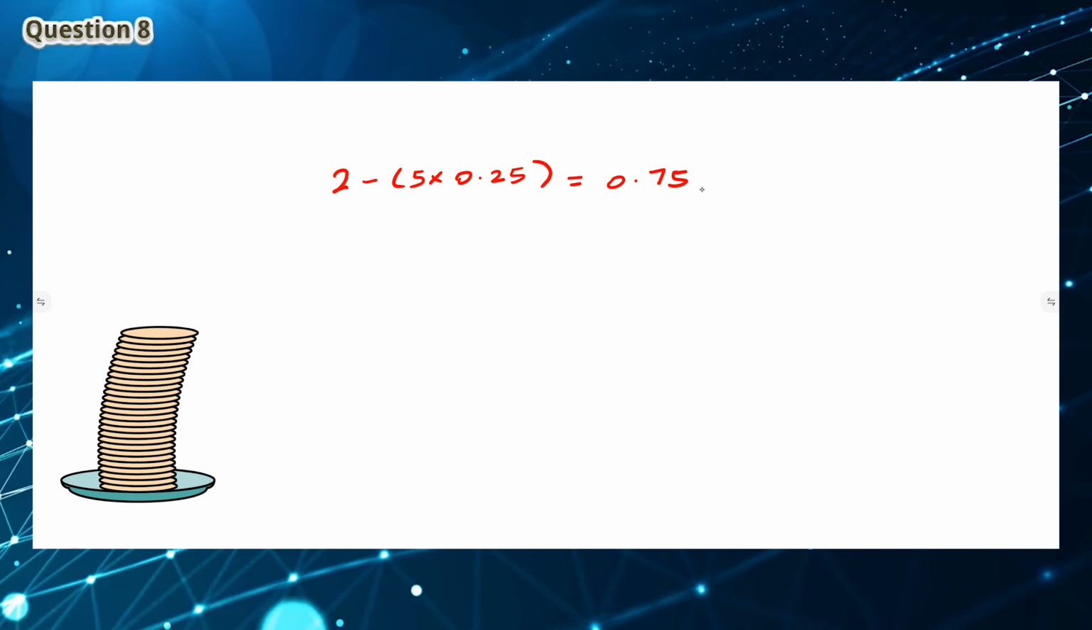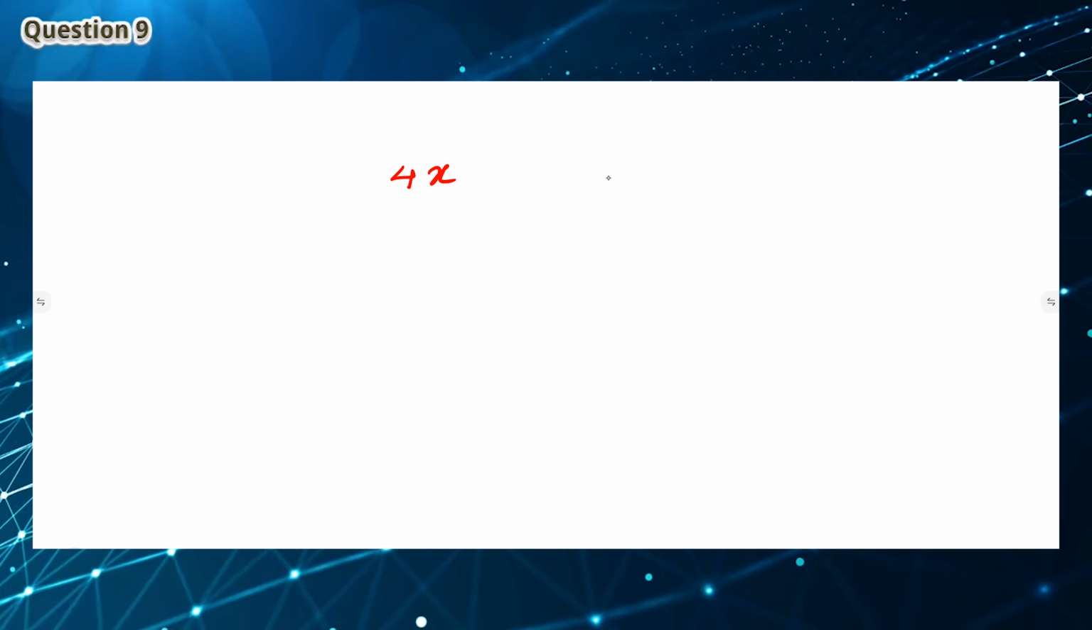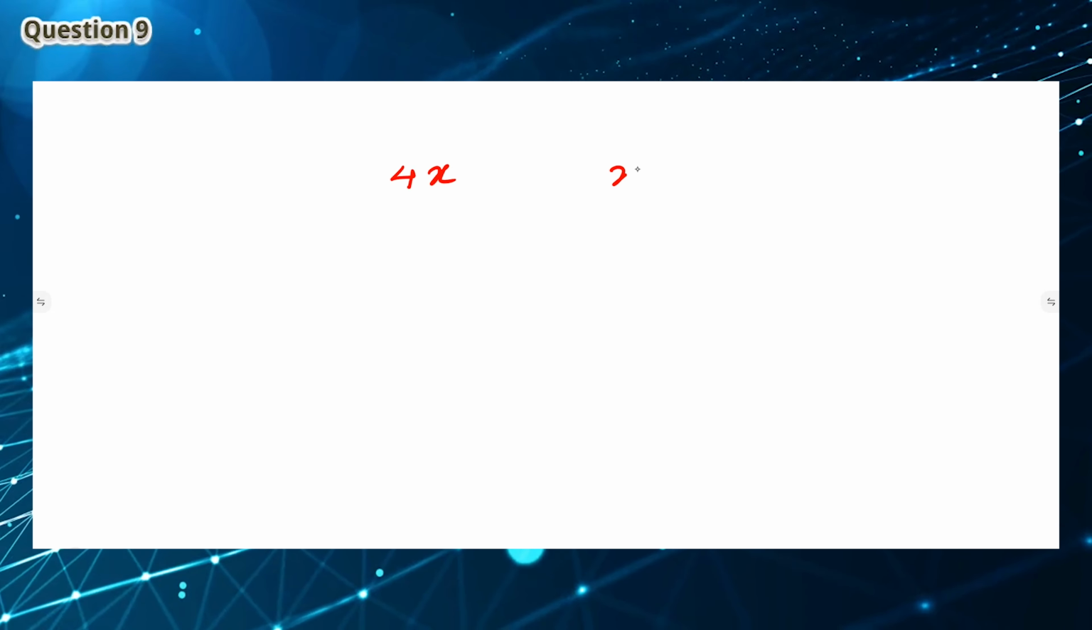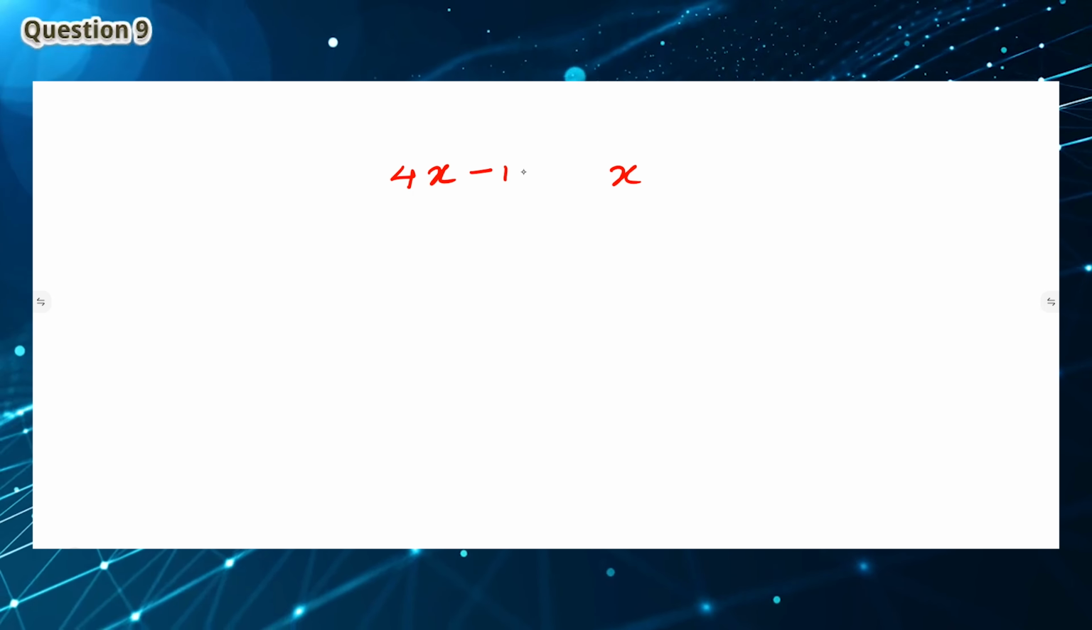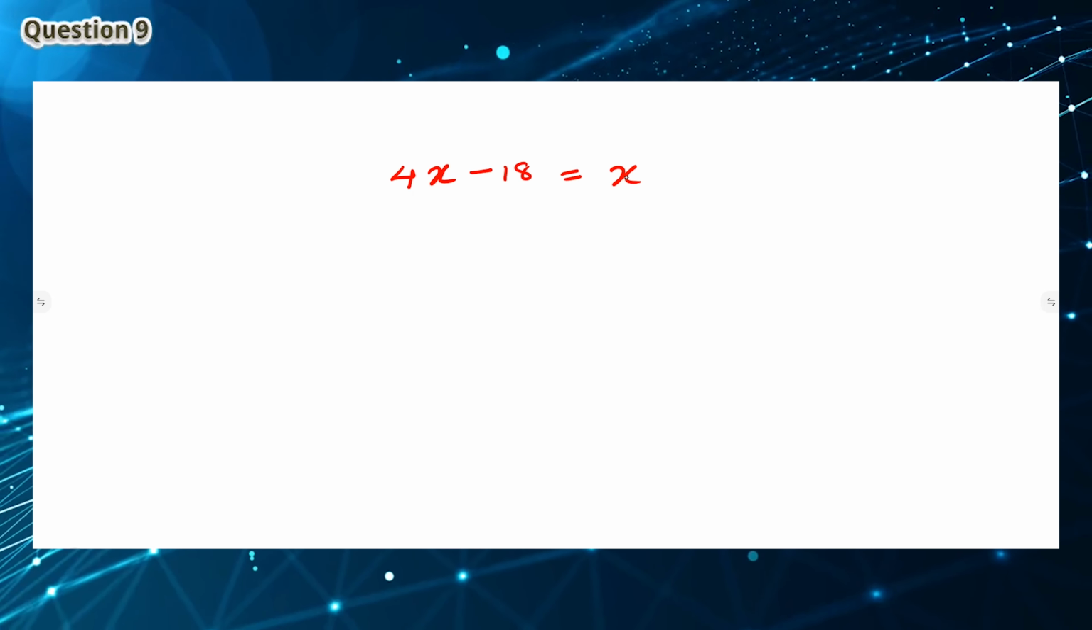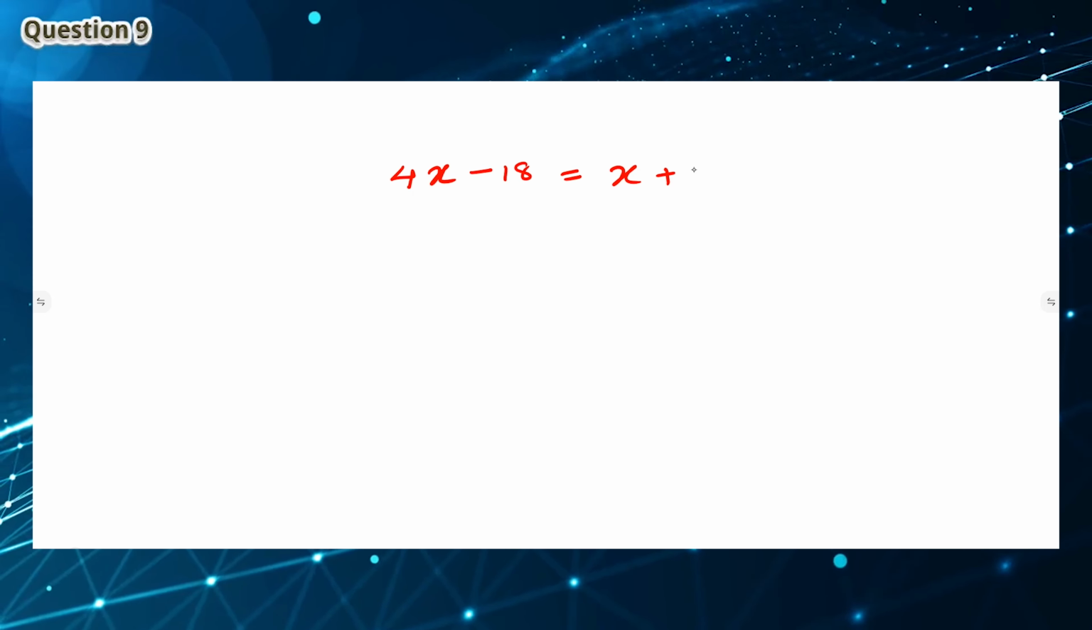Let one container have 4x dinosaurs. This means that the other has x dinosaurs. He moves 18 to the other container so that the two containers have the same number. Using this information, we can write an equation as follows. We can solve it to find that x is equal to 12.